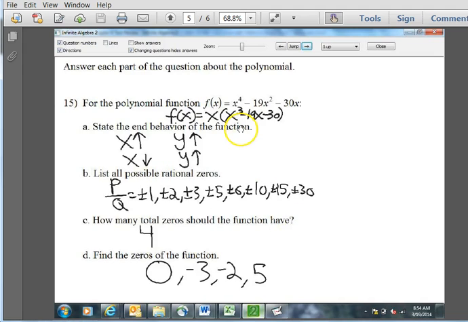Now, 15 is very interesting. State the end behavior. Again, x to the fourth. So as I put large values of x in, I get a large value of y back. Even if I put negatives in, a negative to the fourth power still gets me a positive y. List my p over q values.